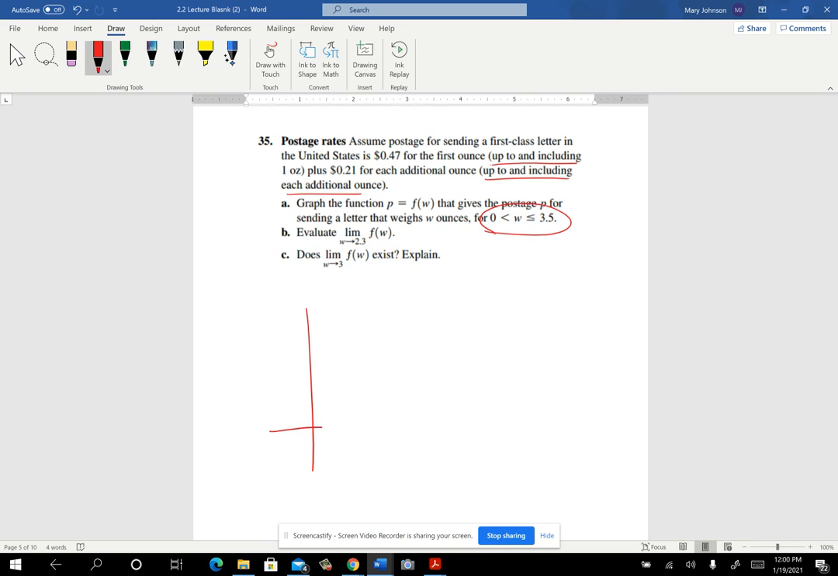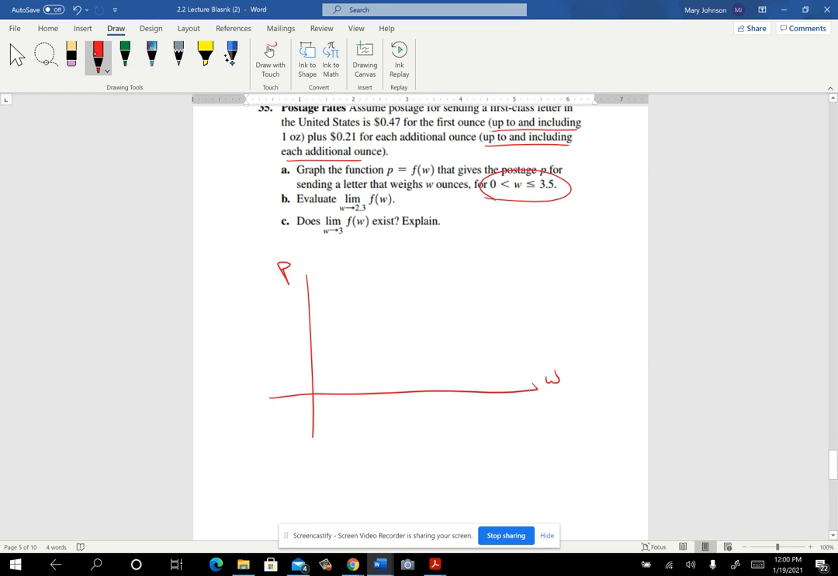So let me emphasize the first quadrant. This is W. This is the postage rate. Okay, so let me do 1, 2, 3, 4. And let's get a little table going here. Oops, not X, Y, it's W, P. W and P. And let's just get some data in there.